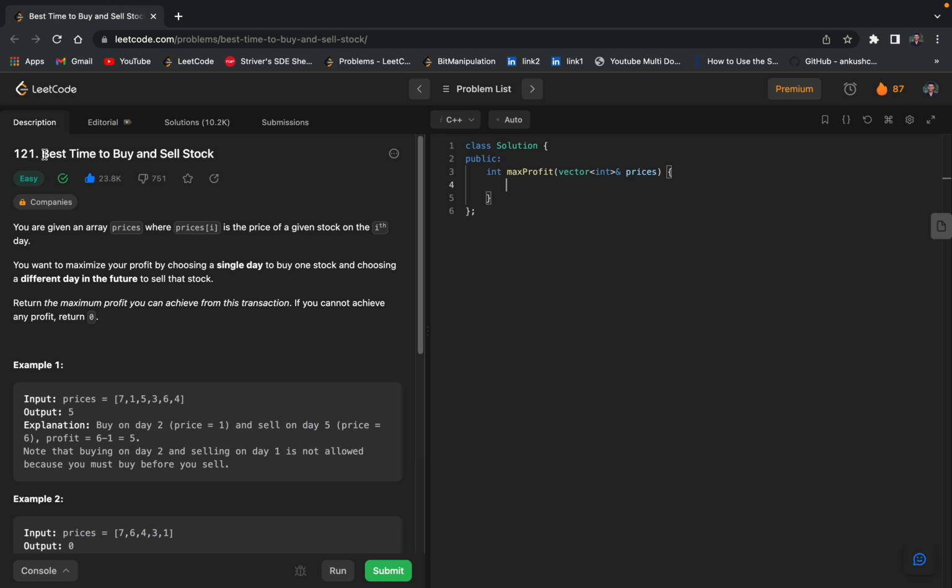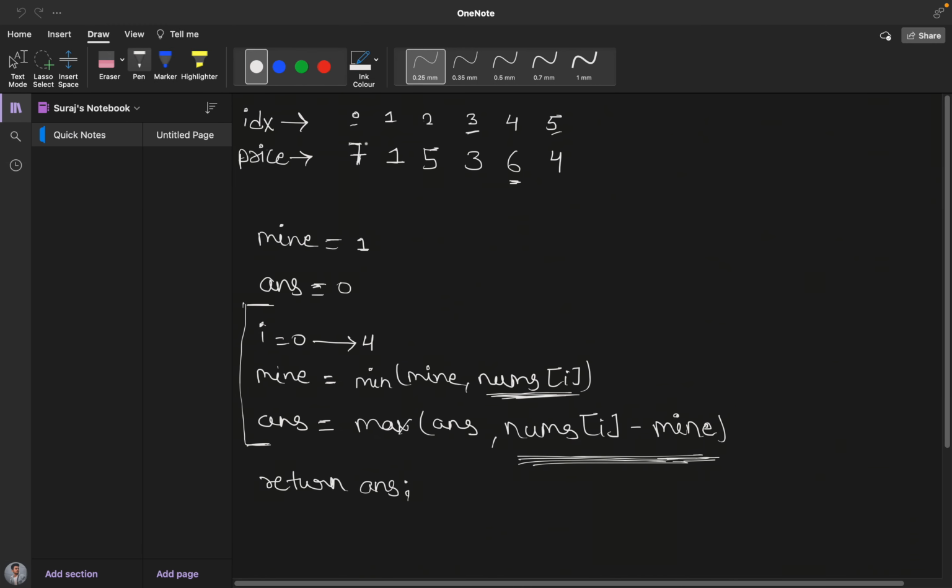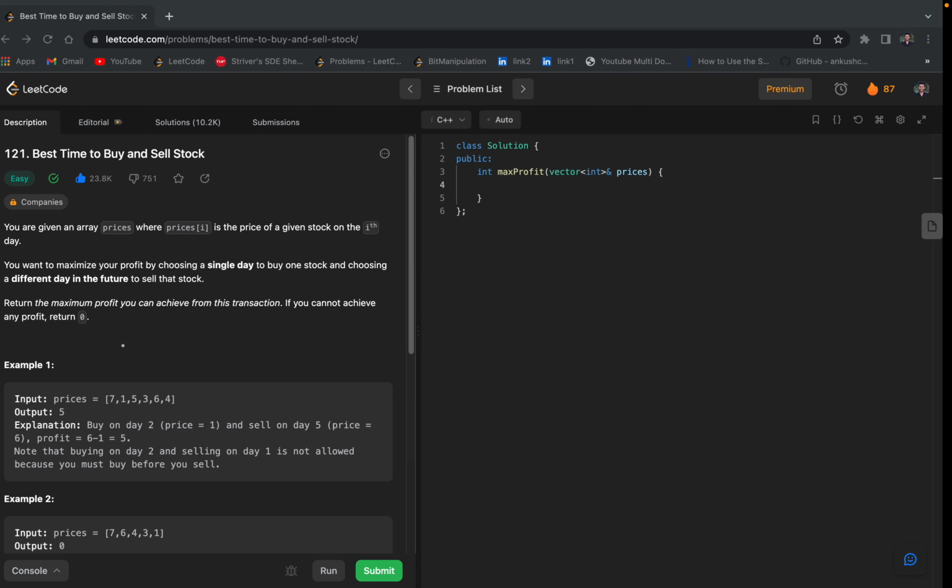Today in this video we'll be solving this question, which is best time to buy and sell stock. First I will explain you the question and I will explain you the logic. So simply let's move to the question part. Okay, this is the test case I have taken from this example.